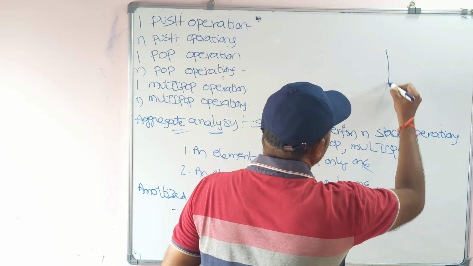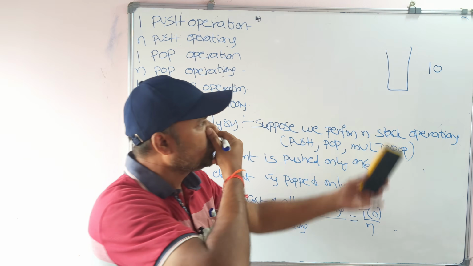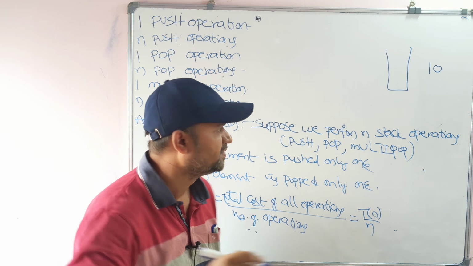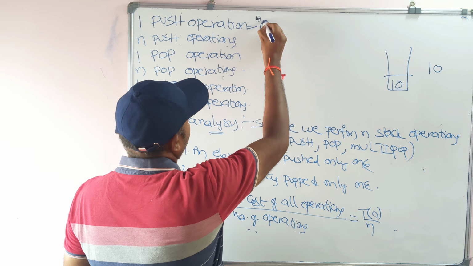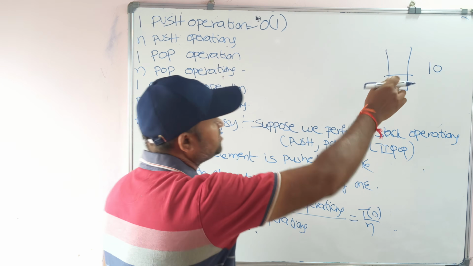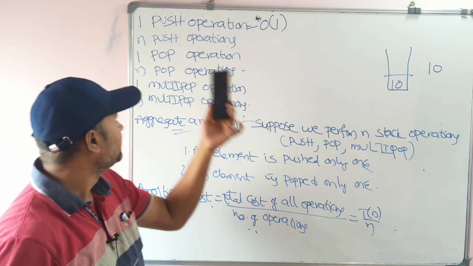Let us have an empty stack. Let us assume that we are pushing 10. So here we are pushing only one element, so the cost will be order of 1. For one push operation, the cost is order of 1. Why? Because we are inserting only one element.